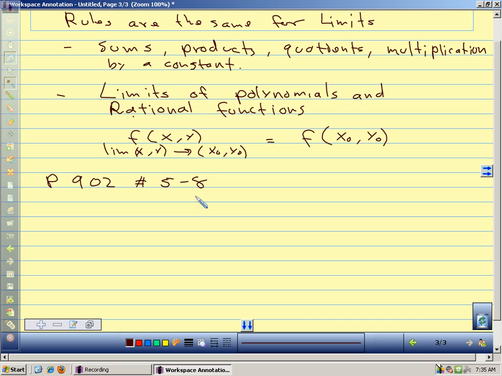Number 5 through 8, page 902. So we're just looking at combining, working with the properties of limits on those.